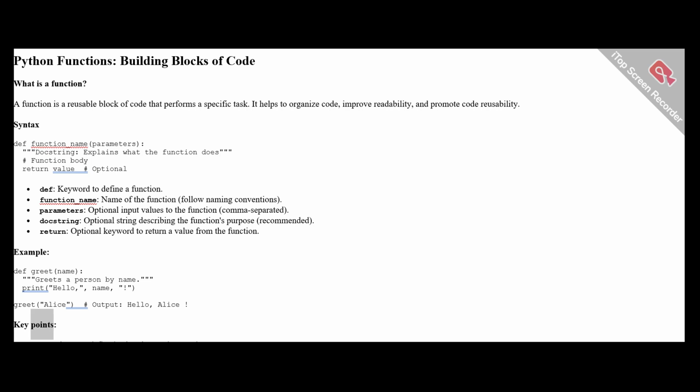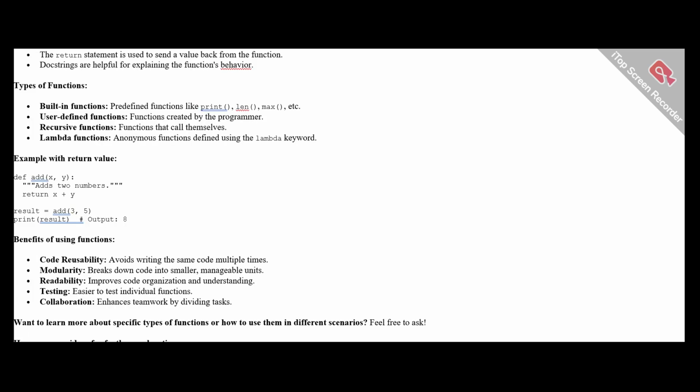Key points. Functions are defined using the def keyword. Parameters are placeholders for values passed to the function. The return statement is used to send a value back from the function. Docstrings are helpful for explaining the function's behavior.